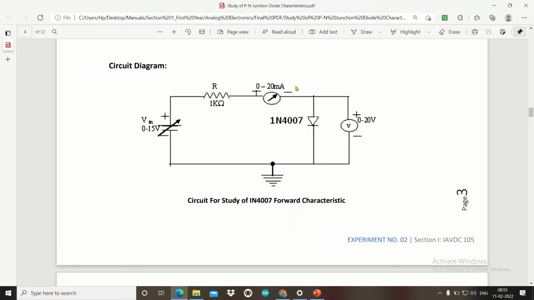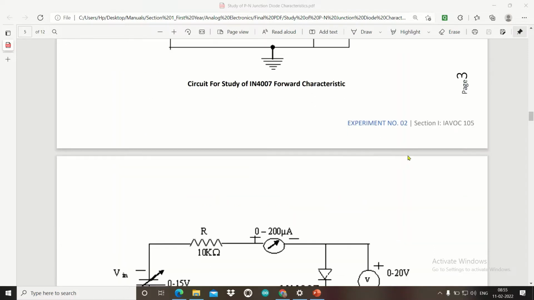You can see this is 0 to 20 milliampere is the range, and as you can easily find, this ammeter is connected in series with the diode because we want to measure the circuit current or the current through the diode, therefore it is in series. Definitely all ammeters should be connected in series. Now you see we are also interested to know what is the voltage across the diode, and therefore this voltmeter is connected in parallel to the diode.